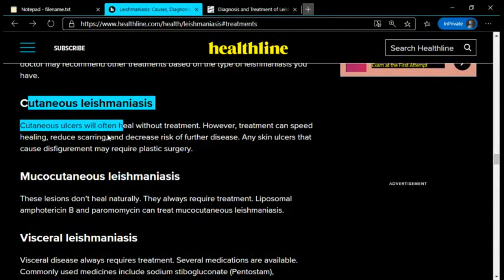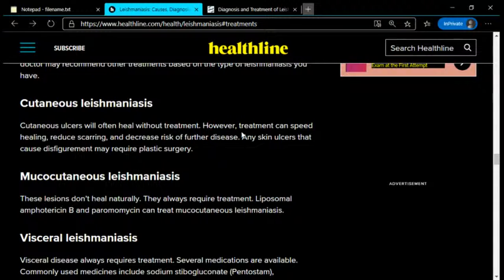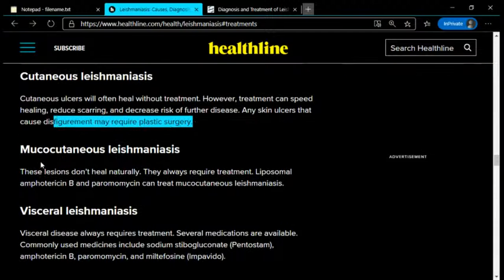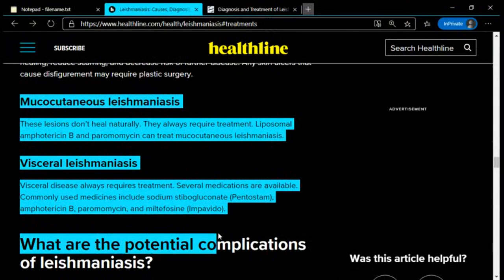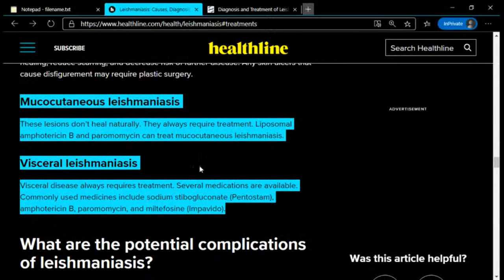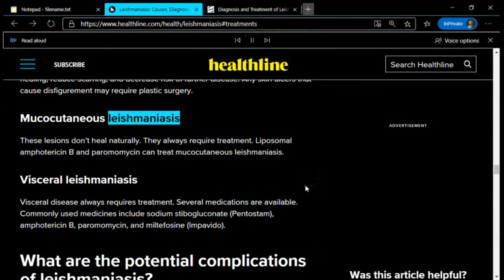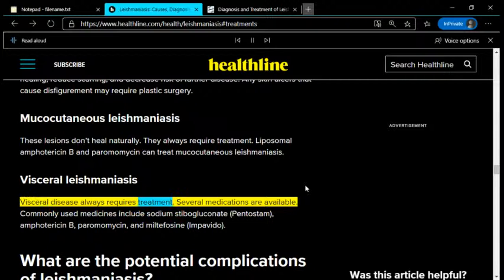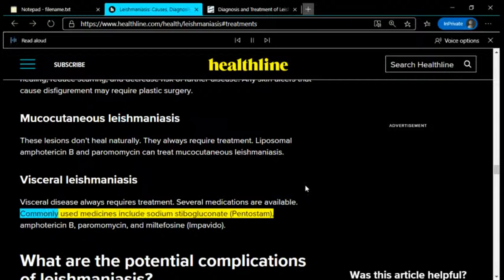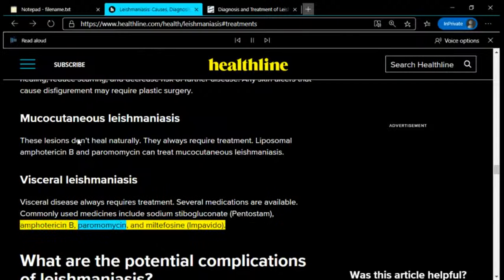Okay. Cutaneous leishmania also will often heal without treatment. Treatment can speed healing, reduce the risk of recurring disease, and for ordinary skin causes may sometimes require plastic surgery. Interesting. There is also mucocutaneous and visceral leishmania. Visceral disease always requires treatment. Several medications are available. Commonly used medicines include sodium stibogluconate, Pentostam, amphotericin B, paromomycin, and miltefosine.